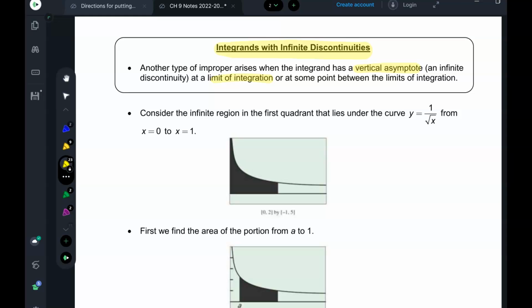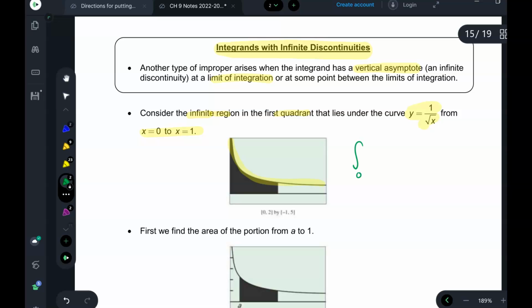Let's say we want to consider the infinite region in the first quadrant that lies under the curve 1 over the square root of x. So here's our curve, right? And we want to evaluate that from 0 to 1. So if I'm evaluating, right, I go from 0 to 1 of 1 over square root of x dx. So right here, this 0 is what makes it improper.